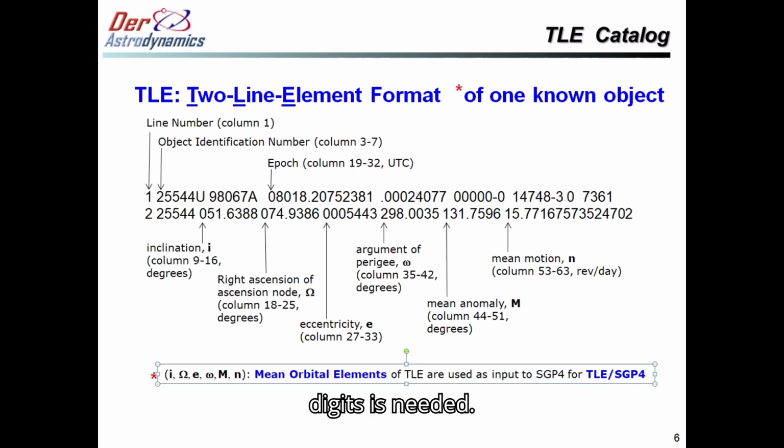This example of the TLE also shows the 6 mean orbital elements of TLE: I, capital omega, E, small omega, capital M, and N, which are needed for combination of TLE HGB4 orbit propagation. Here, mean orbital elements implies averaged orbital elements. Note that the mean motion N can be used to compute the mean semi-major axis A.